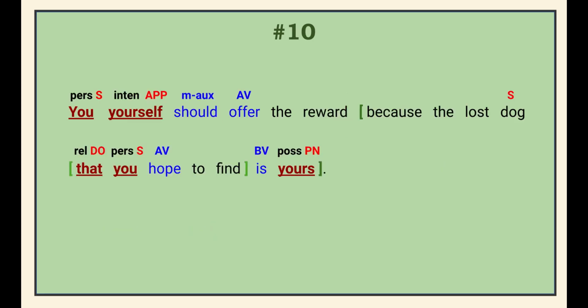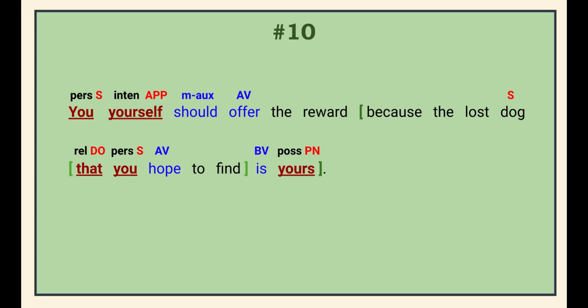Number 10. You yourself should offer the reward because the lost dog that you hope to find is yours. Our verbs are should offer, the modal auxiliary should with the action verb offer, hope, an action verb, and is, a be verb. Our first pronoun is you. It's a personal pronoun and it's acting as the subject for the verb should offer.